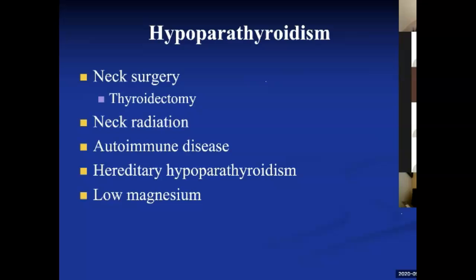You can't separate them really from the thyroid gland. And so you're going to lose function of your parathyroid hormones. It could also be because of primary autoimmune disease with the parathyroid hormones themselves, or it could be hereditary, that it runs in the family. Low magnesium can also cause it, so make sure you're checking your magnesium. That is not something on your CMP, so it's something you have to check separately.